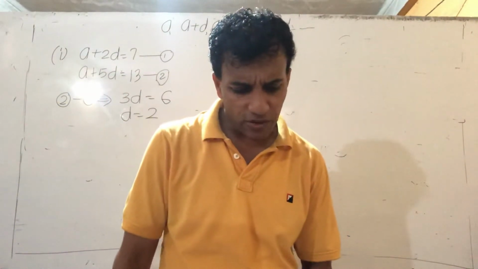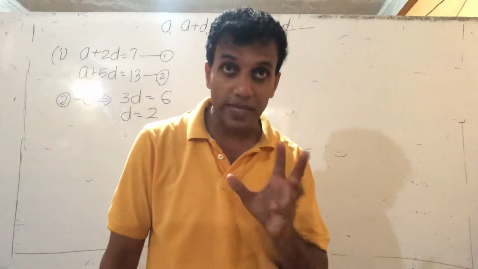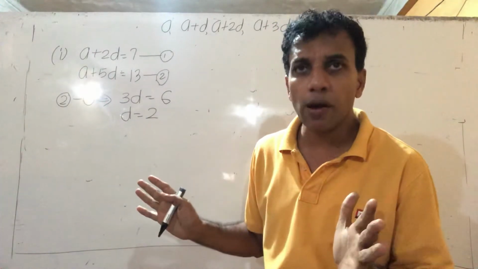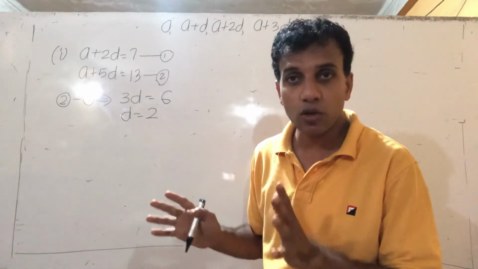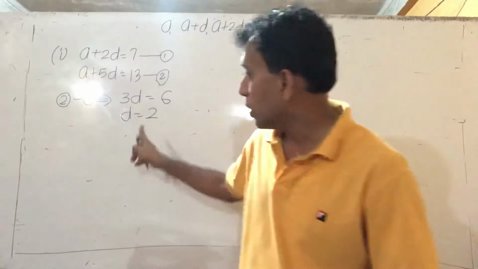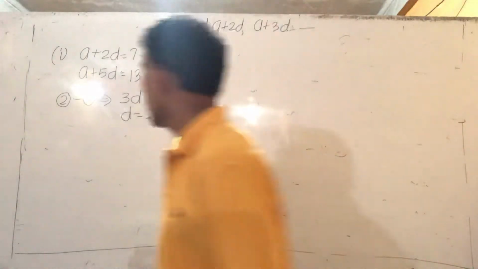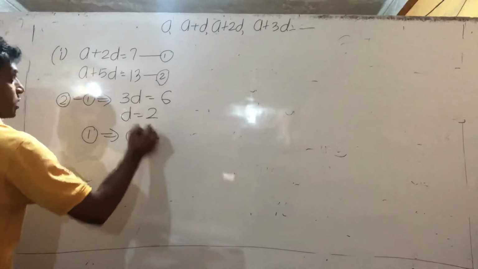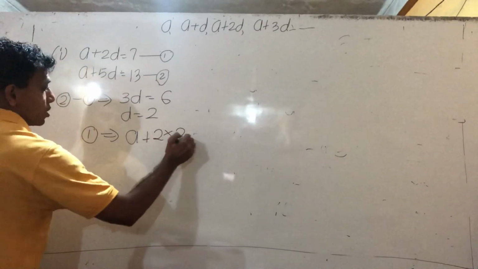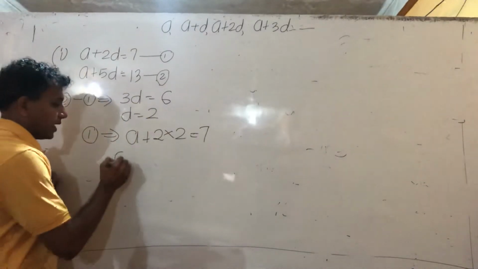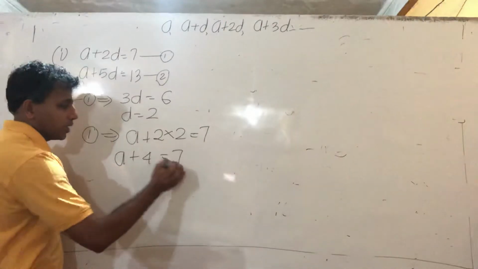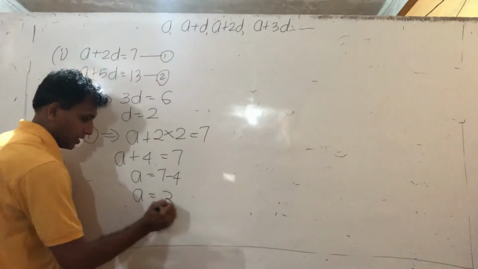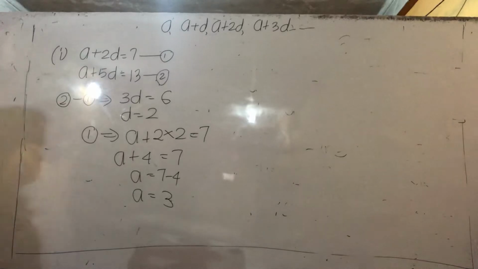They ask to find the first term, but the student must find the common difference first. So this is not an arithmetic series problem now. It's going to be a simultaneous equation problem. After finding the D value, substitute D as 2, find the A value. So can I write the first equation? A plus 2D, 2 times D for 2, equals 7. So A plus 2 times 2, 4. Take the plus 4 to that side. A is 3, okay. First term 3, common difference 2, right?